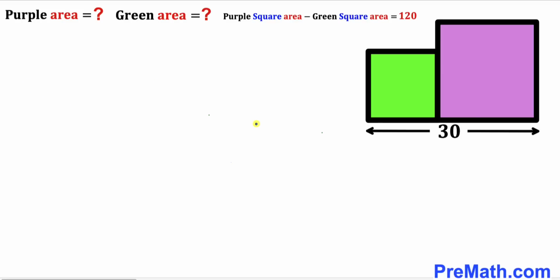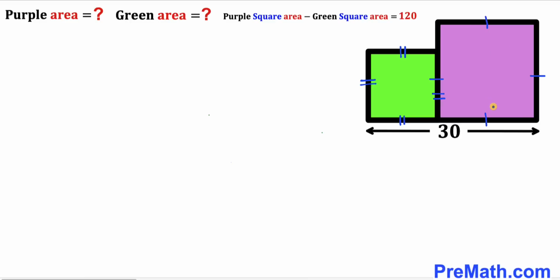Here's our very first step. I am going to label the sides of both of these squares. Just bear in mind that all these are squares. In other words, this length is equal to this side length and this side length. Likewise, for this green square, this side length is equal to this side length, equal to this side length, and likewise this side length.